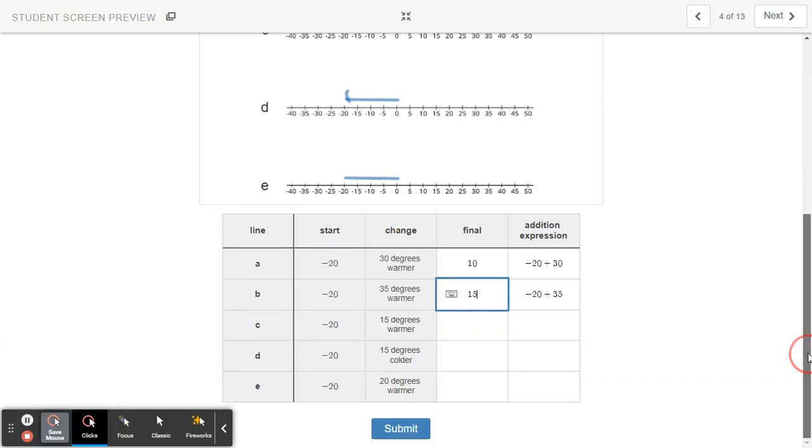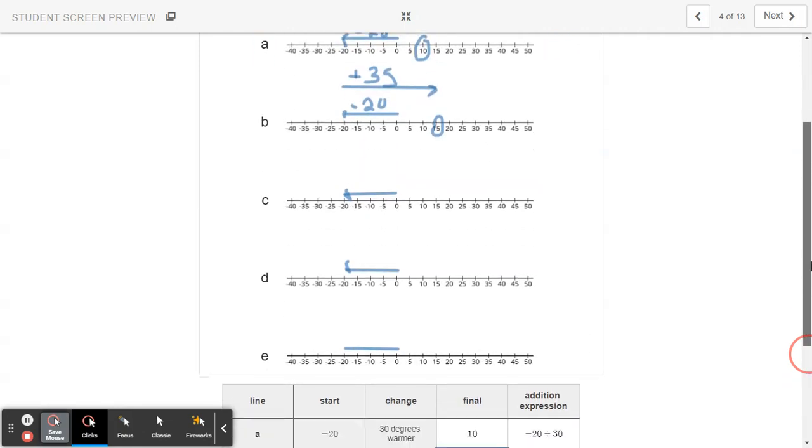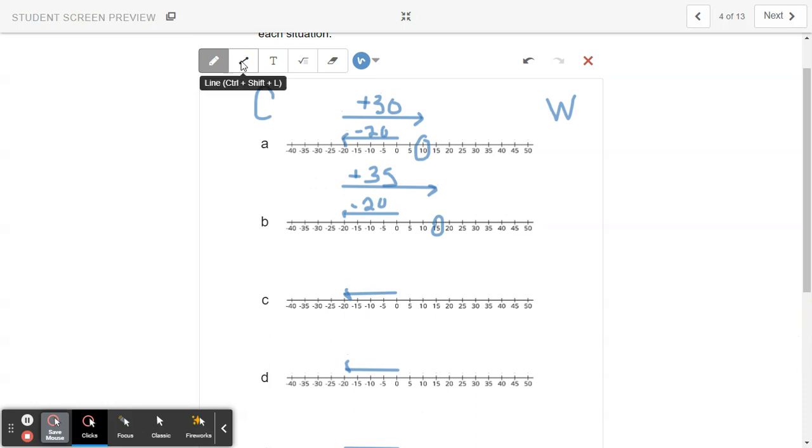Okay? Next one, we get 15 degrees warmer for C. So if this is where we started at negative 20, from there, this line has to be 15 degrees, but going in the positive direction to the right. So 5, 10, 15.